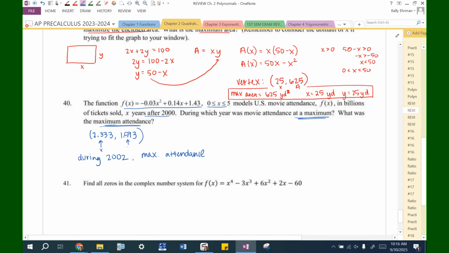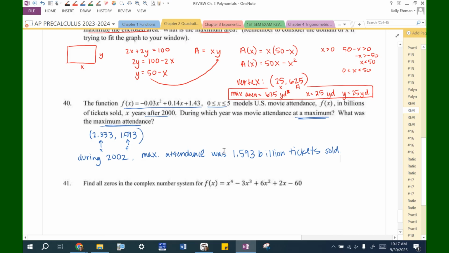The max attendance, which is this, was, now I'm not going to round this to a whole number because remember, this isn't a number of people. It's not 1.5 people, it's 1.593 million. And I guess it's not people, it's tickets sold. Oh, no, wait, not million, billion. Tickets sold. So they're measuring attendance in how many tickets were sold.